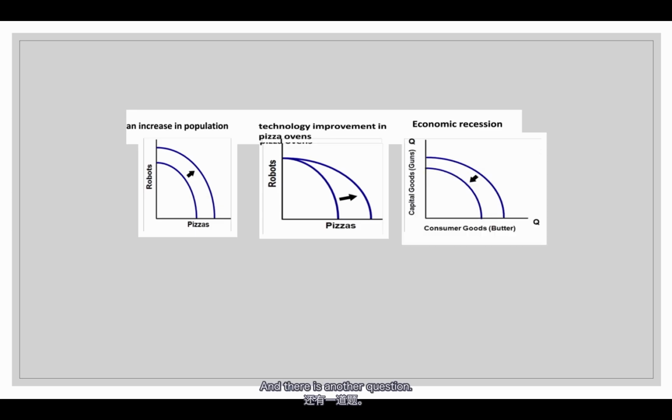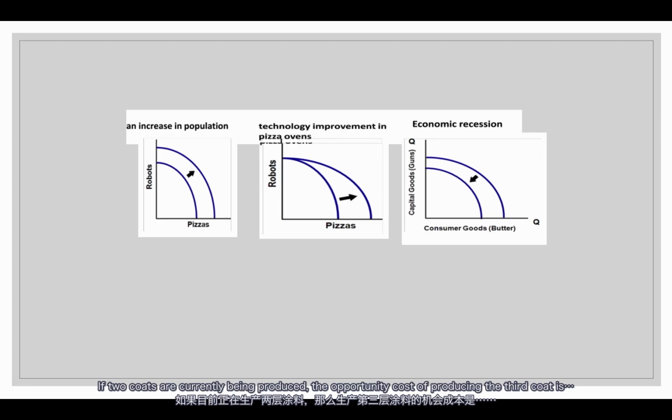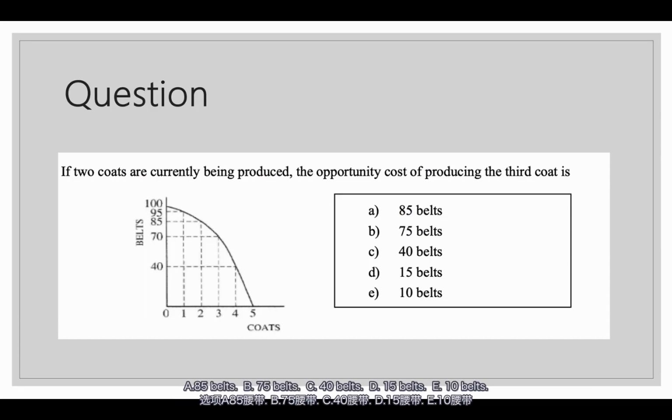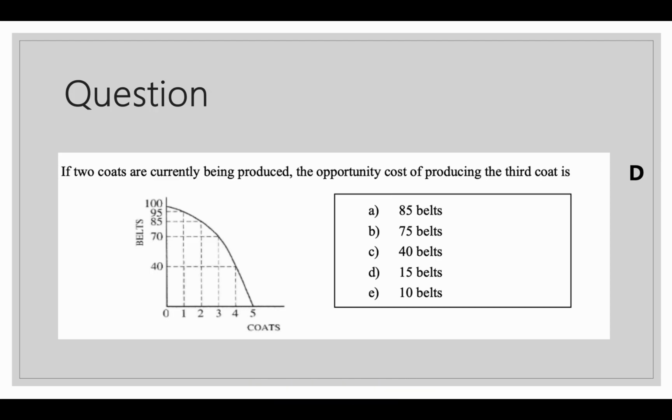And there is another question. If two coats are currently being produced, the opportunity cost of producing the third coat is, and this is the graph. Okay, the choices are A, 85 belts, B, 75 belts, C, 40 belts, D, 15 belts, E, 10 belts. You can pause and think for a moment. The answer to this question is D, 15 belts, because 85 minus 70 equals 15. And don't forget to add the units after the number.